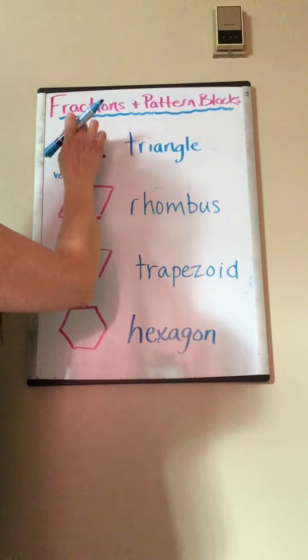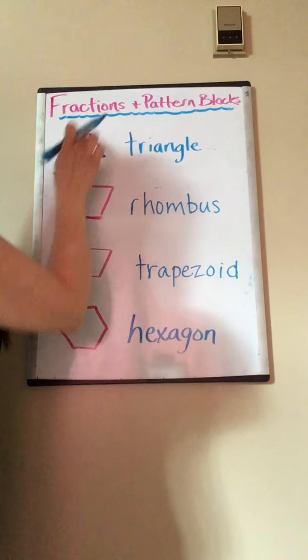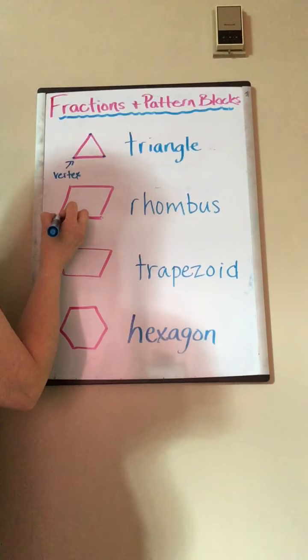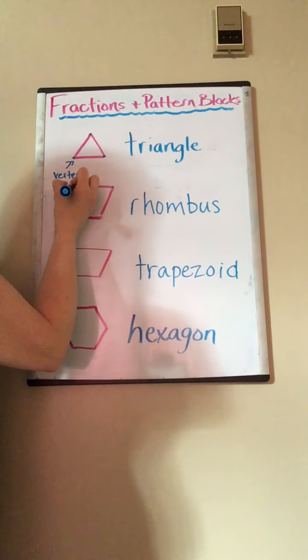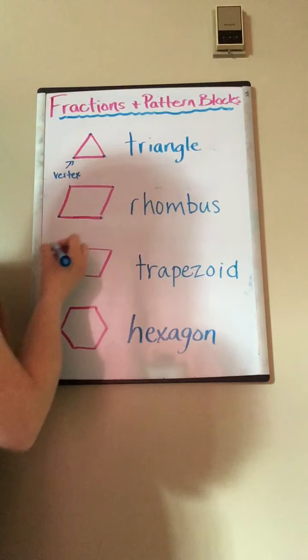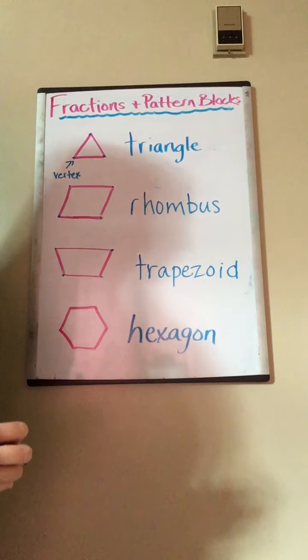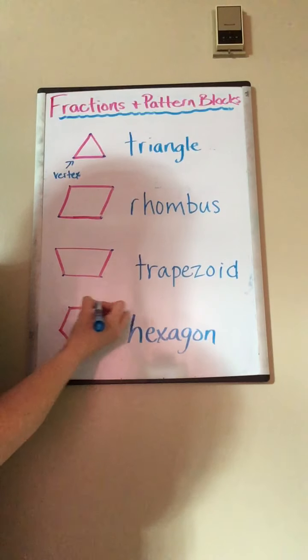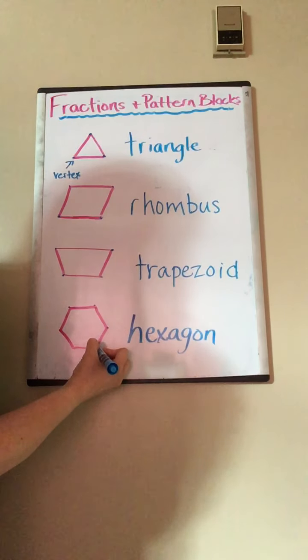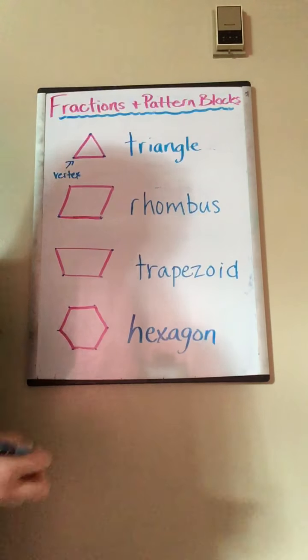Okay, that's the plural of vertex. So wherever two sides meet, that is a vertex. You'll notice that there's a vertex here and here, and here and here. A trapezoid has 1, 2, 3, 4 vertices. And a hexagon has 1, 2, 3, 4, 5, 6 vertices.